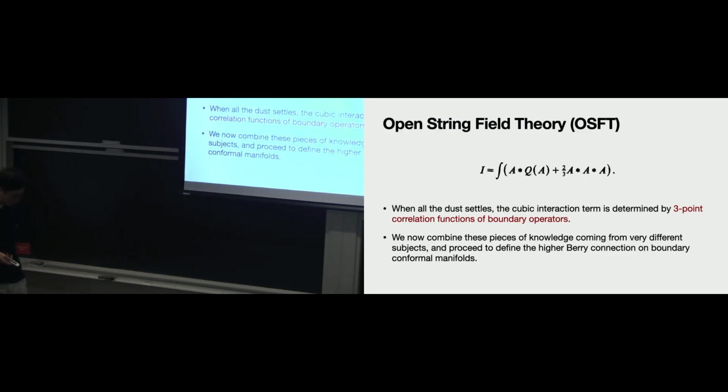Anyways, after some work, you can show that this cubic interaction term in open string field theory, which is basically given by the triple inner product of this open string field A, is at the end of the day determined by various 3-point correlation functions of boundary operators. There is a more precise thing that I can say, but at this point, I'll just say this. And what we are going to do now is to combine these various pieces of knowledge coming from tensor networks and open string field theory, and we are going to go to the boundary conformal manifold, and then finally define our higher Berry connection.